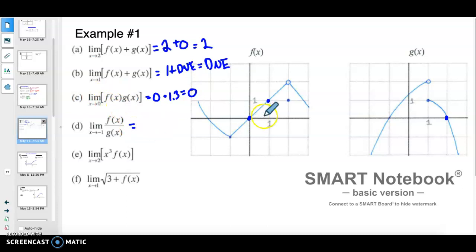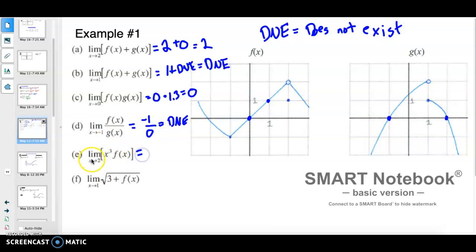As x approaches -1, the y value for f is also -1. And then we're being divided by the limit as x approaches -1 for g of x. As x approaches -1 here, the y value is 0. You know that in a fraction you can't have a 0 in the denominator, so this limit also does not exist. Remember, DNE means does not exist. I know people sometimes get confused on that.